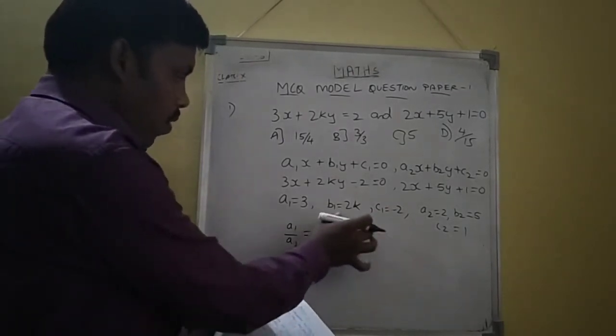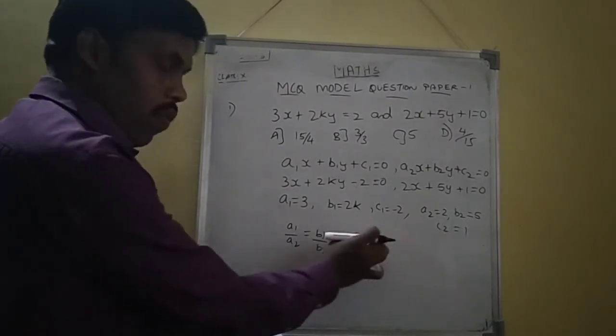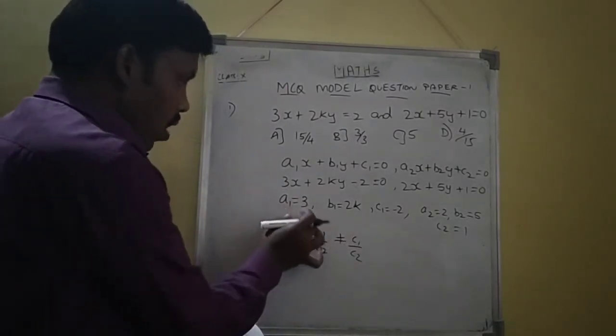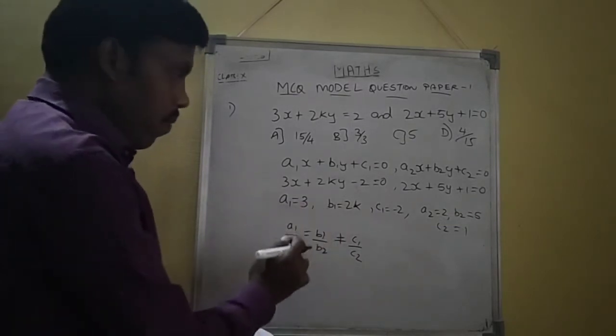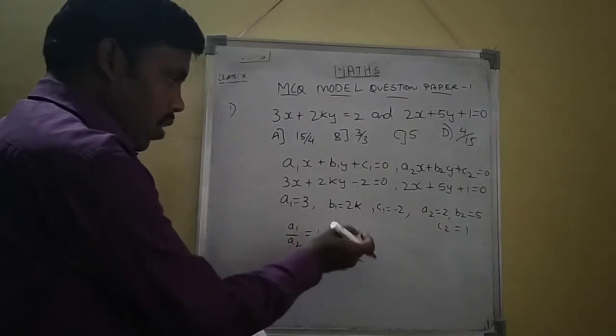So the not-equal-to one we will not consider. We'll consider this one only, a1 by a2, not equal to, we will not consider. Now we'll consider these two ratios, which are equal, and find the value of k, because k is present in b only. So we don't want c1 and c2.